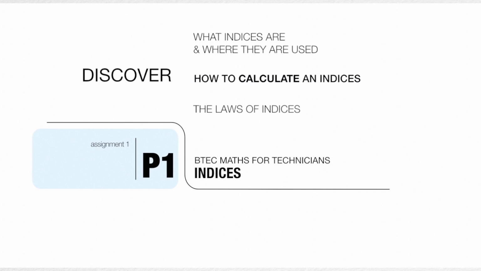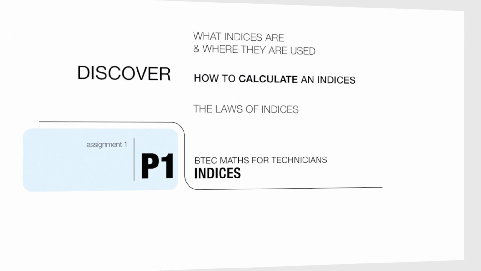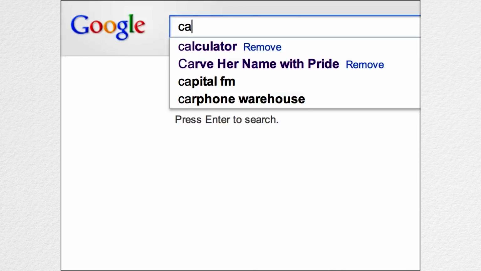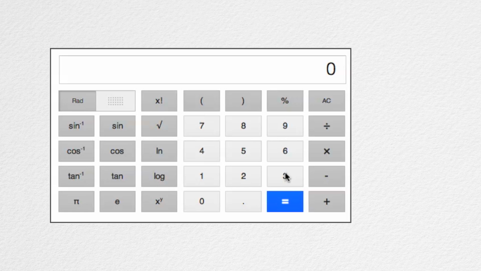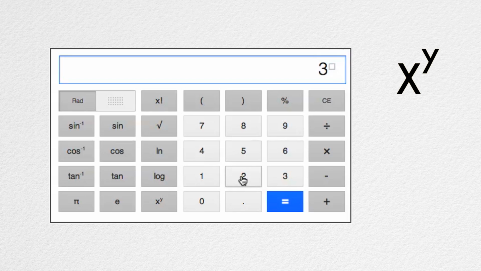Let's have a look at how we calculate using indices. Well, we've gone to Google Calculator and we're going to do 3 to the power of 2, typing 3, x to the y, and then 2, and we should get 9. Yep, there we go, got 9.